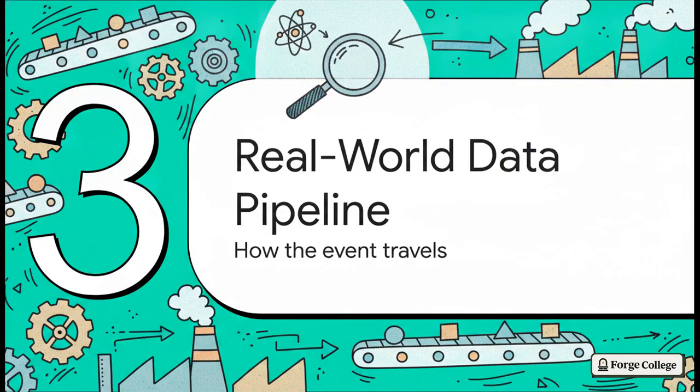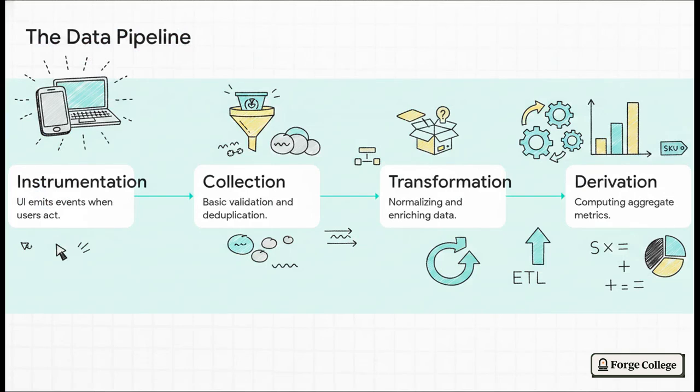Okay, section 3, the real-world data pipeline. Let's zoom out a bit. We've seen the atomic unit, so now let's look at the factory floor and see how that perfectly crafted event actually travels. It's basically an assembly line. Step 1 is your client instrumentation, the UI emitting the event. Once it leaves the UI, it hits Step 2, collectors and buffers that handle basic validation and deduplication.